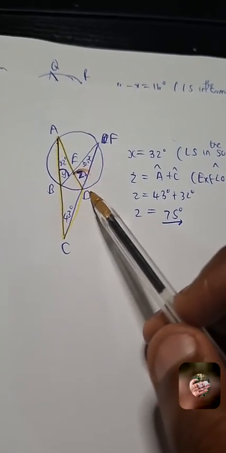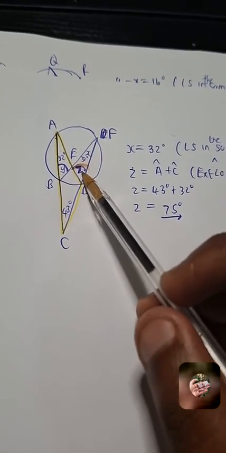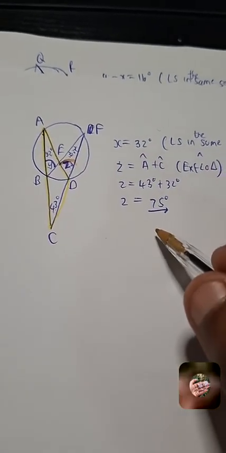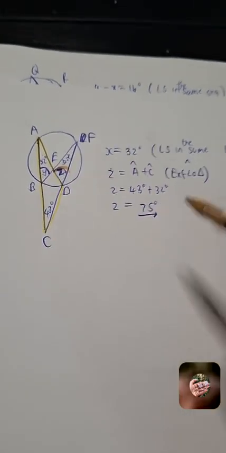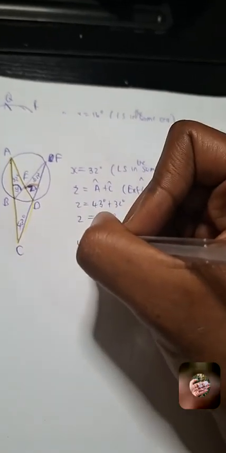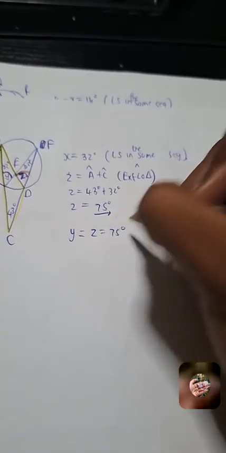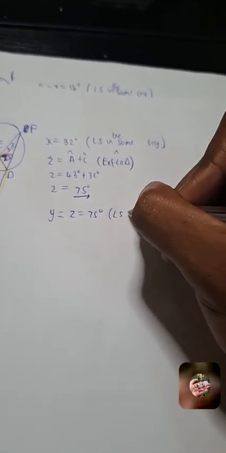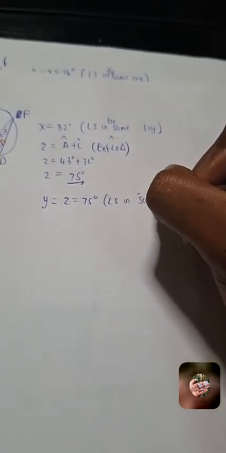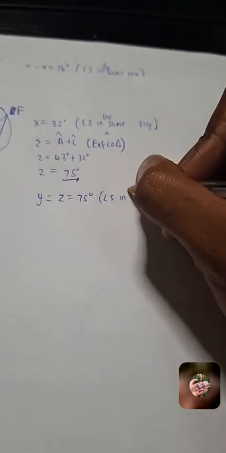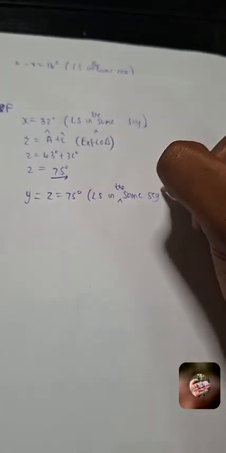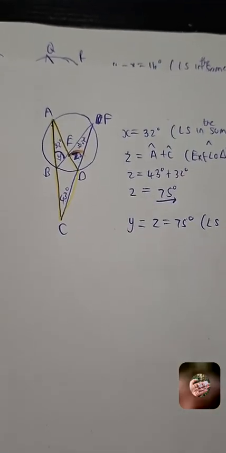And also because we have Z now, we can also use the angles in the same segment for Y. Y is equal to Z, which is equal to 75 degrees. The reason? Angles in the same segment. All right, that's done and dusted.